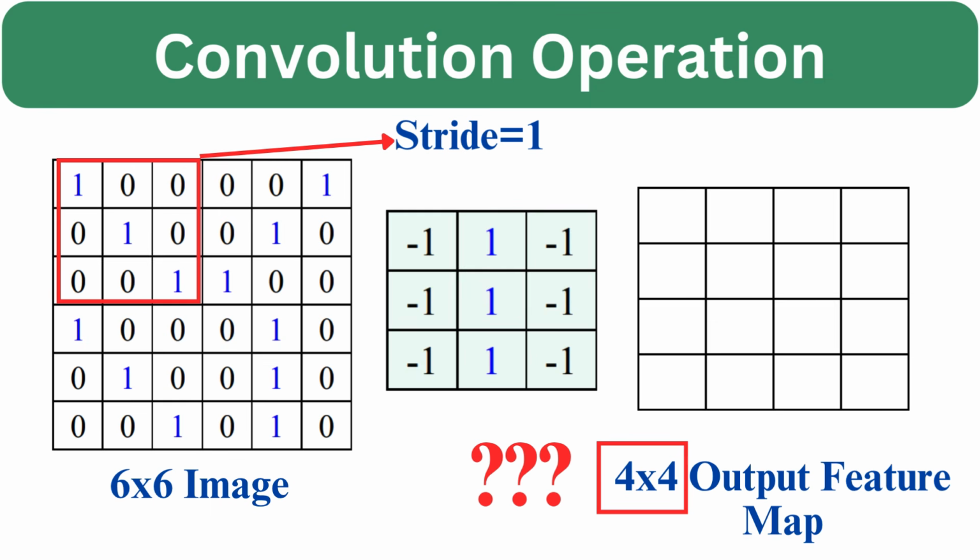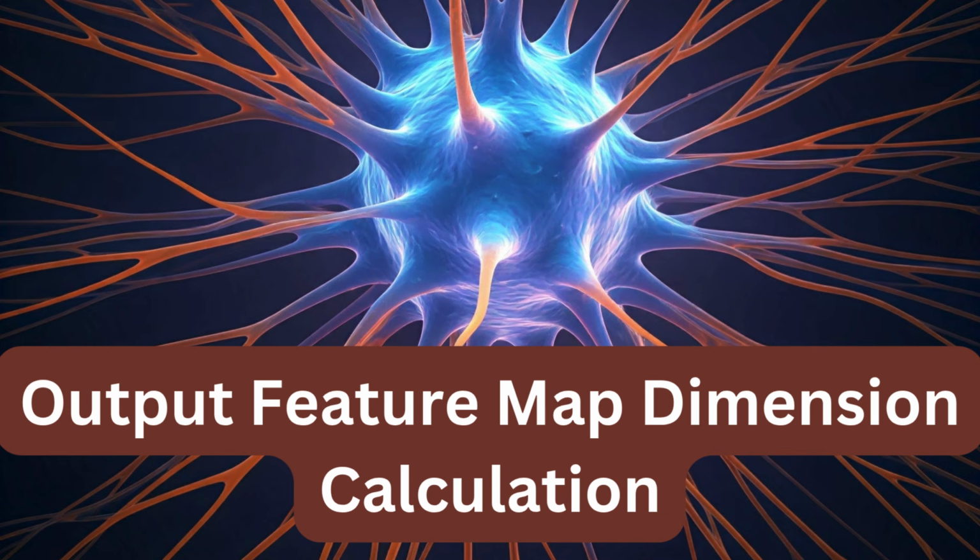There should be some formula which takes the input dimension of the image, the dimension of the filter, the stride and the padding, and then produces the output feature map size. The same formula we are going to discuss in this video.